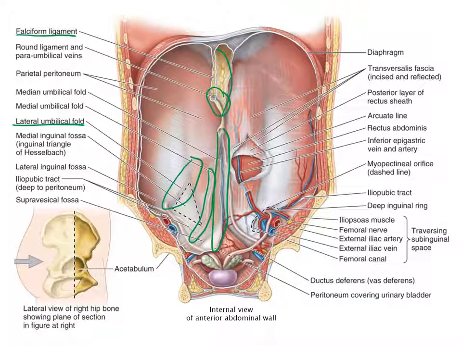Notice that we can also appreciate the arcuate line from this perspective. Again, that is the terminal end of the posterior rectus sheath, shown here above. This is why we're only seeing muscle fibers here and not seeing any of the rectus sheath, because below the arcuate line, we only have transversalis fascia, which has been opened up.